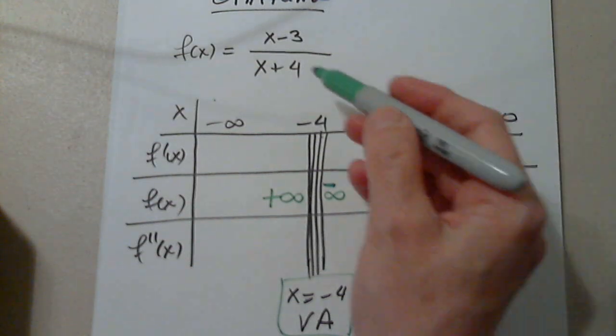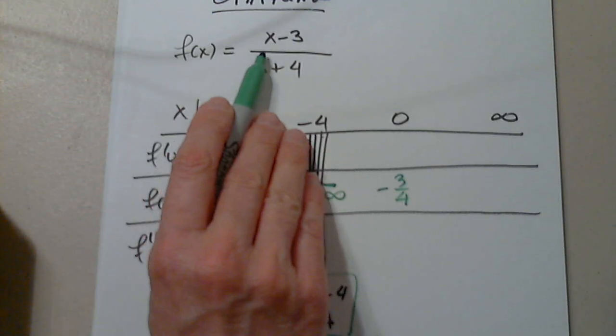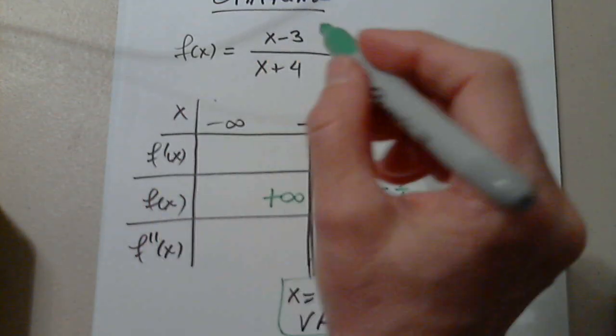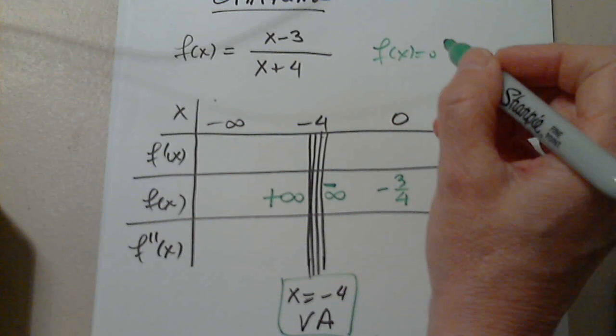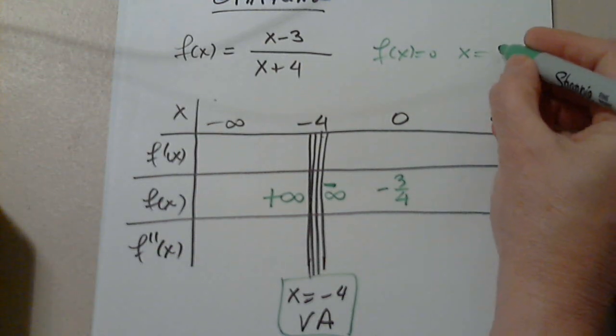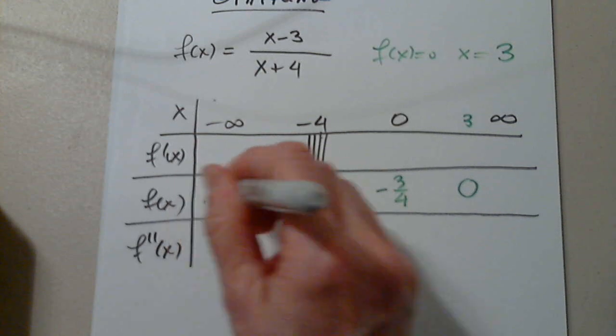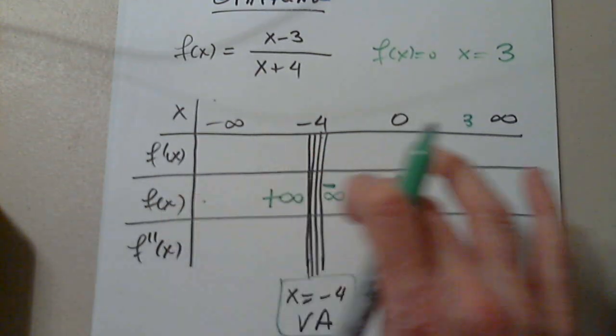I also have to plug in 0. When I plug in 0, I get -3/4. I also have to set equal to 0. When I set f of x equal to 0, how much is x? When is a fraction 0? A fraction is 0 only when? The numerator is 0. Exactly. And when is the numerator 0 for this function? When x is +3. That's it. Awesome. I only need these limits. And I'm done with the function.